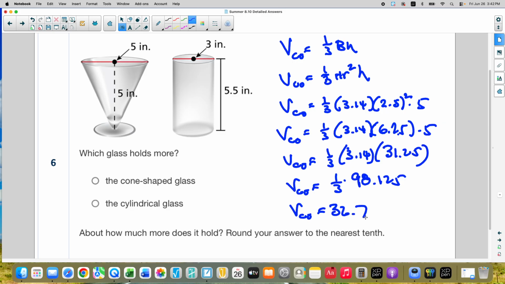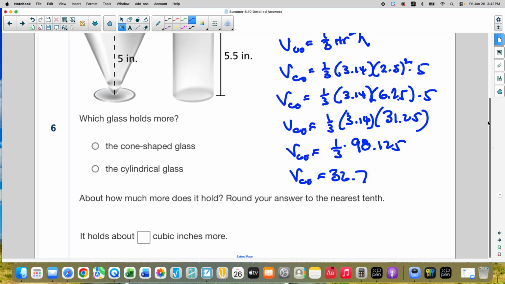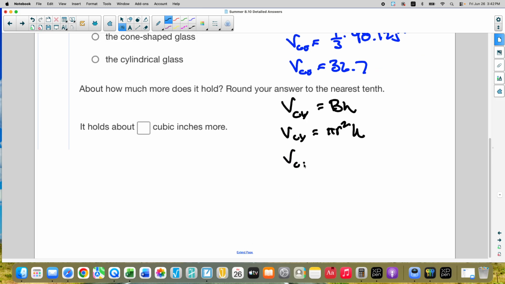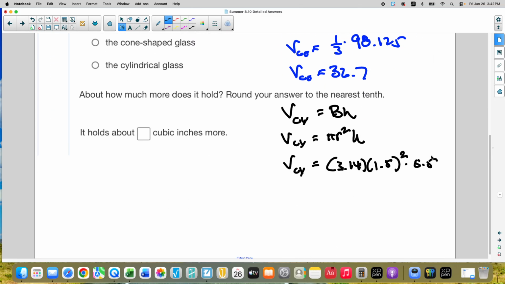32.7, and the cylinder has a volume. Let's do a different color. Volume of the cylinder equals big B times H. Volume of the cylinder equals pi r squared times H. Volume of the cylinder equals 3.14 times 1.5 squared times the height, which is 5.5.